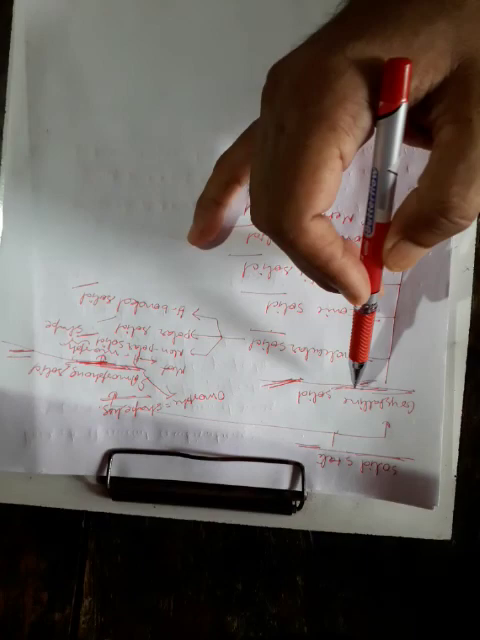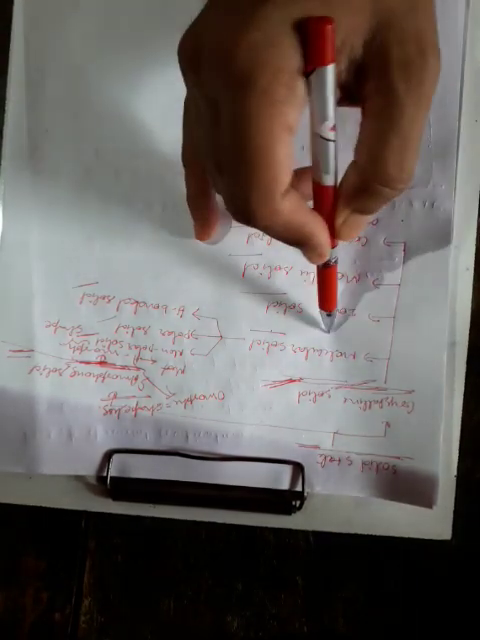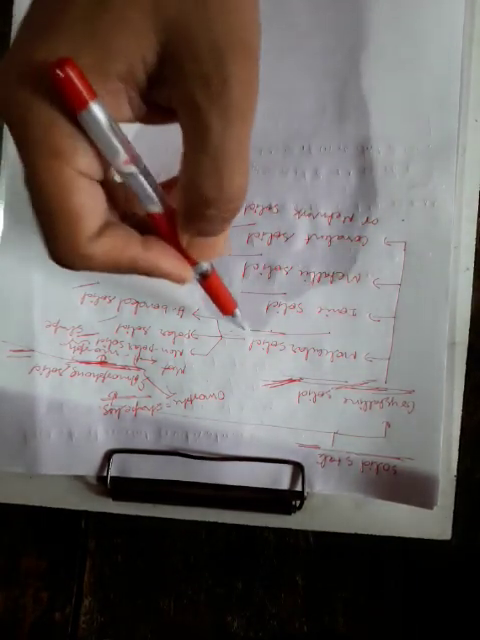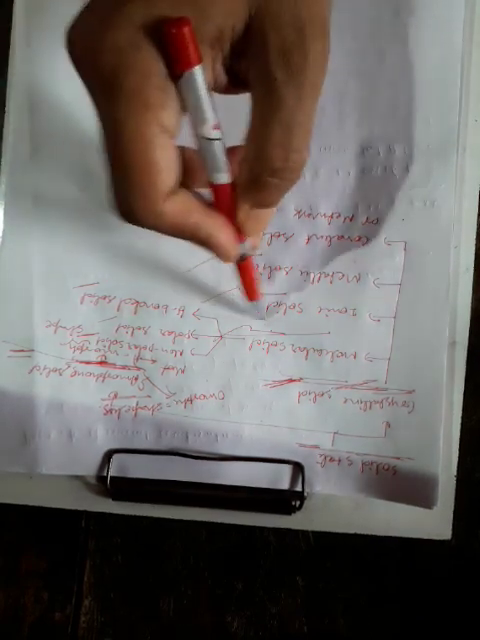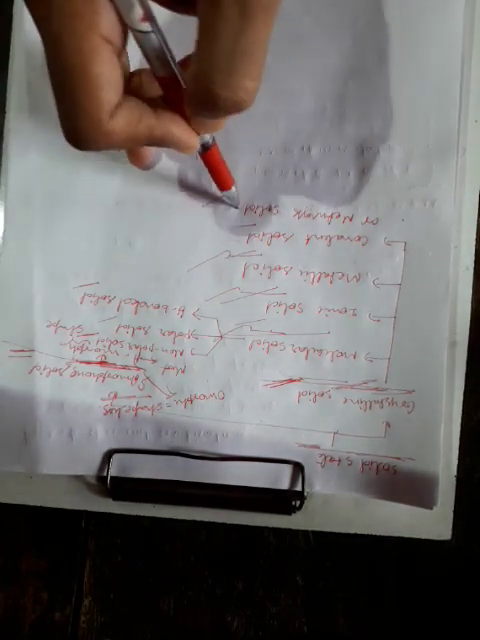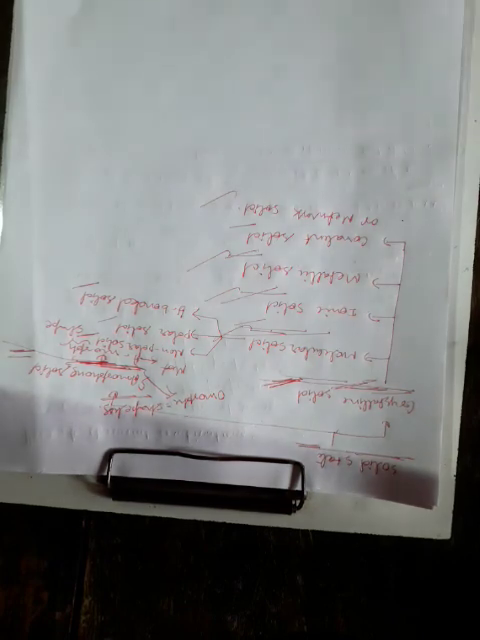In the next video, we will discuss the types of crystalline solid: molecular solid, ionic solid, metallic solid, network solid, and further classification of molecular solid will be discussed.